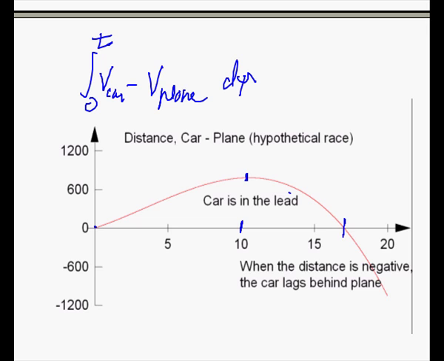At about 17, those two areas between the velocity curves have balanced out, the positive area and the negative area, to the point where the car and the plane have caught up. After that, the plane just takes off and wins the race.